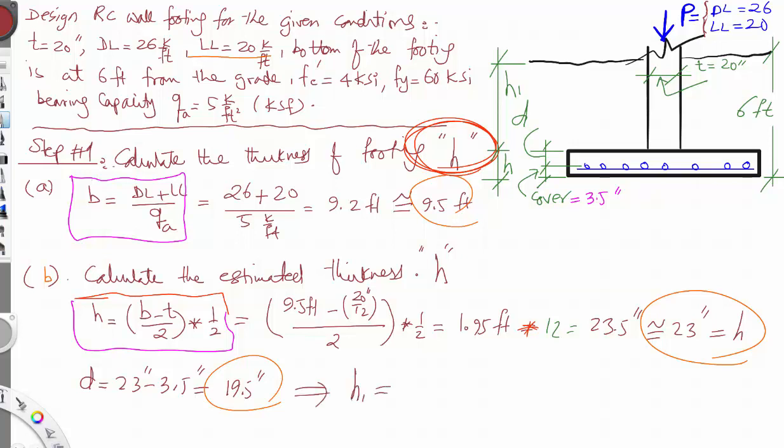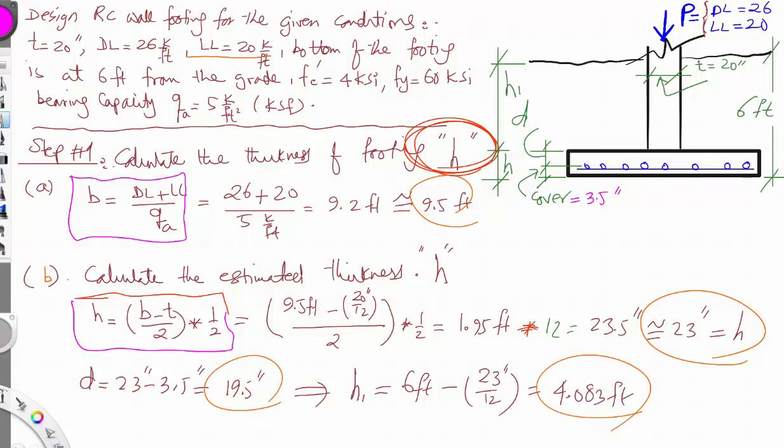H1 value is equal to the entire depth, which is 6 feet here, minus the H value. I'm not going to use 1.95 because I used 23 inches, so I would say 23 inches divided by 12. That will give me the value. So it will be 23 divided by 12 minus 6, and I get 4.083 feet.